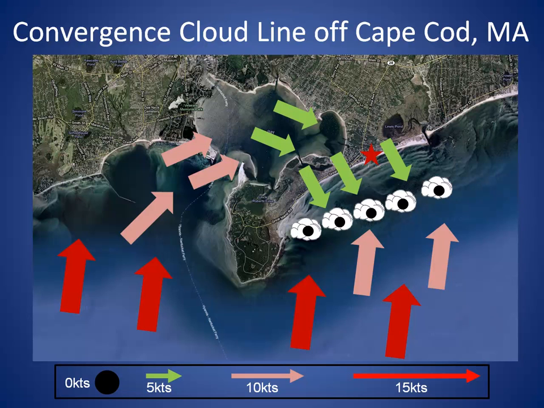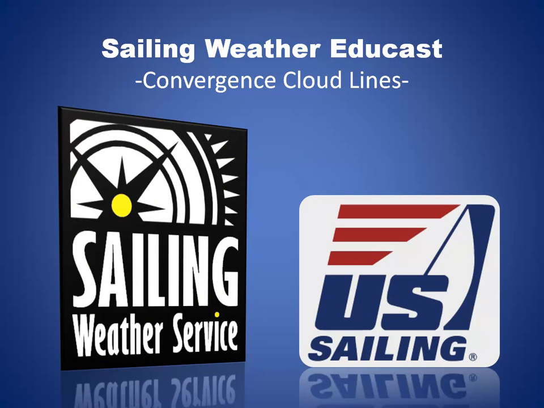So, what's important to recognize from this example is that you can see winds on either side of the cloud line are nearly perpendicular, and the speeds happen to be stronger on one side versus the other. And that's going to do it for this lesson on convergence cloud lines. Remember, they can happen just about anywhere, so keep an eye out for them.